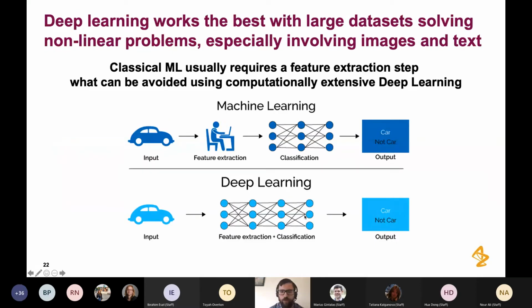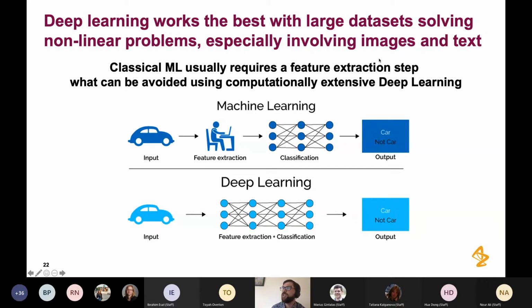Deep learning, I think many of you have heard quite a lot about these days. To make it simple, deep learning works best with large data sets solving nonlinear problems. It has especially shown great performance on images and text, problems involving text. Conceptually, classical machine learning usually requires a feature extraction step, but this can be avoided using computationally extensive deep learning. So again, back to cats and dogs.